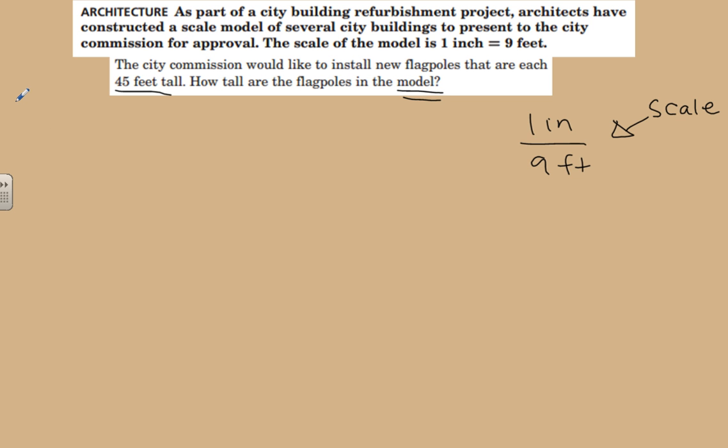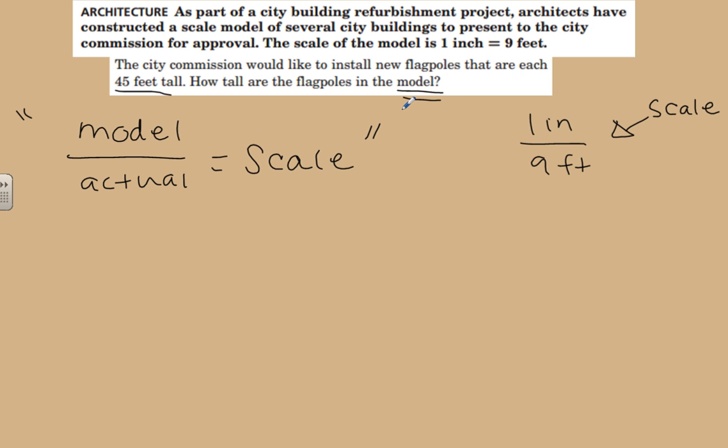So the last one we solved for the actual. Now this one we want to solve for the model. So again, remember that our equation that we're going to always use is model over actual, and we'll set that equal to the scale. So there's our equation. And now I'm going to plug in. So how tall are the flagpoles in the model? Well, we don't know what the model is, so that's going to be our variable. And we're going to put that over the actual height of the flagpoles, which are 45 feet tall, 45 feet. And then we know our scale is over here. It says it up there. It is 1 inch to 9 feet.